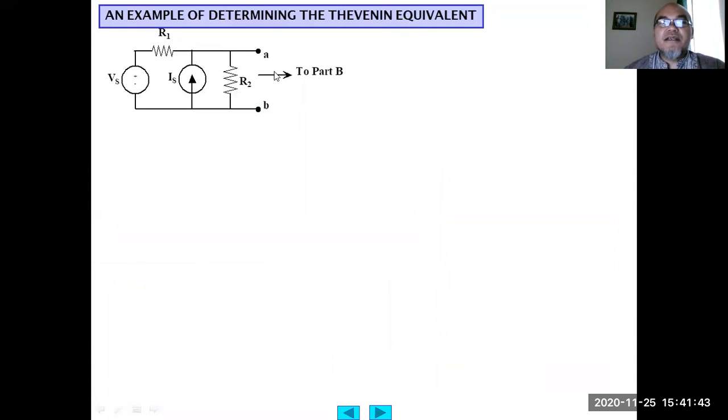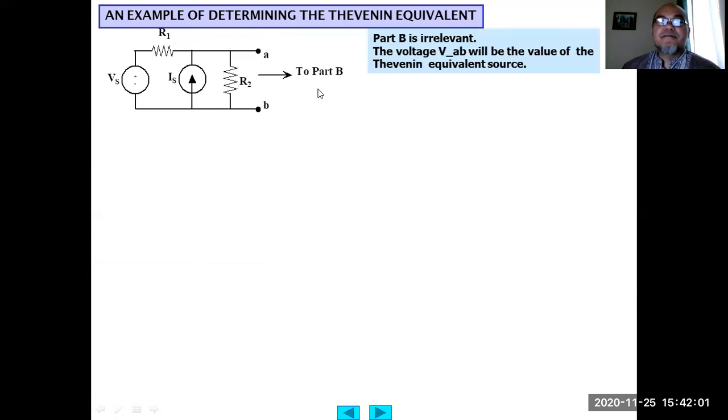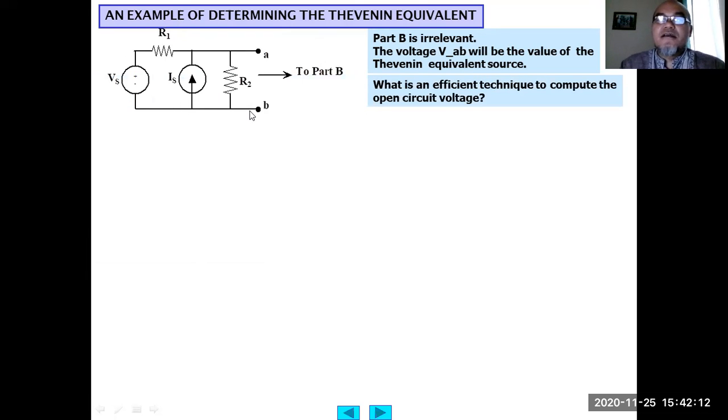An example of determining the Thevenin equivalent. So we have an independent voltage source in series with R1. Then there is another independent current source IS in parallel with R2. And this is connected to part B, the load. So part B is relevant. The voltage VAB will be the value of the Thevenin equivalent source. So first, what is the efficient technique to compute this open circuit voltage? This will become VTH.